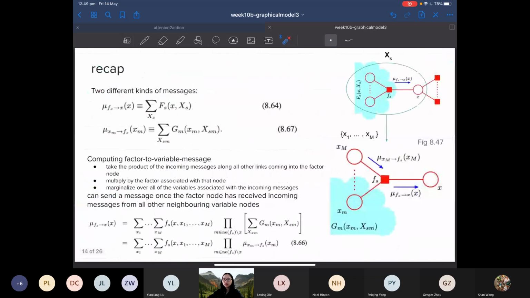So let's do a recap. We have 2 different kinds of messages, from factors to nodes, and from nodes to factors. We went through how we derive the factor to node message from this one. We can try and see this the other way around. This is still the same expression we were looking at. Imagine we have factor to node messages coming in here, and now we want to derive this.